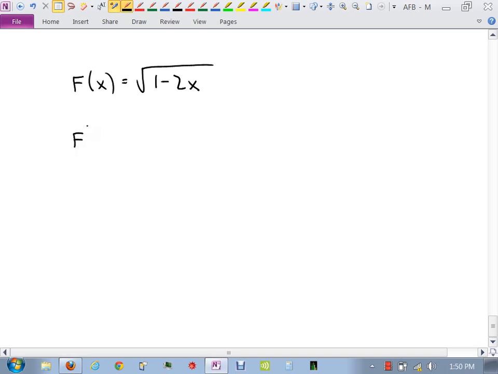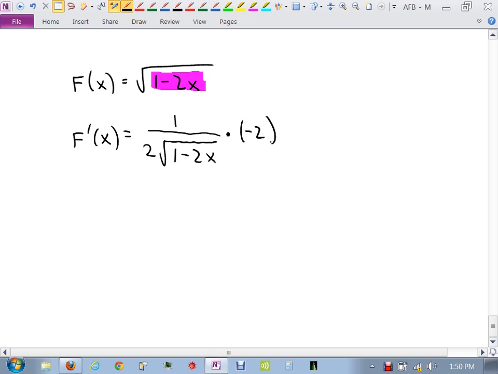So this is a chain. I have square root of purple, right? What's the derivative of square root of something? 1 over 2 square root of whatever was there, right? 1 minus 2x. Times, chain rule says now you have to go inside and take the derivative of what was in there. Negative 2. Yeah, negative 2. And then you'd cancel the negative 2 and the 2 and leave a negative 1 on top.